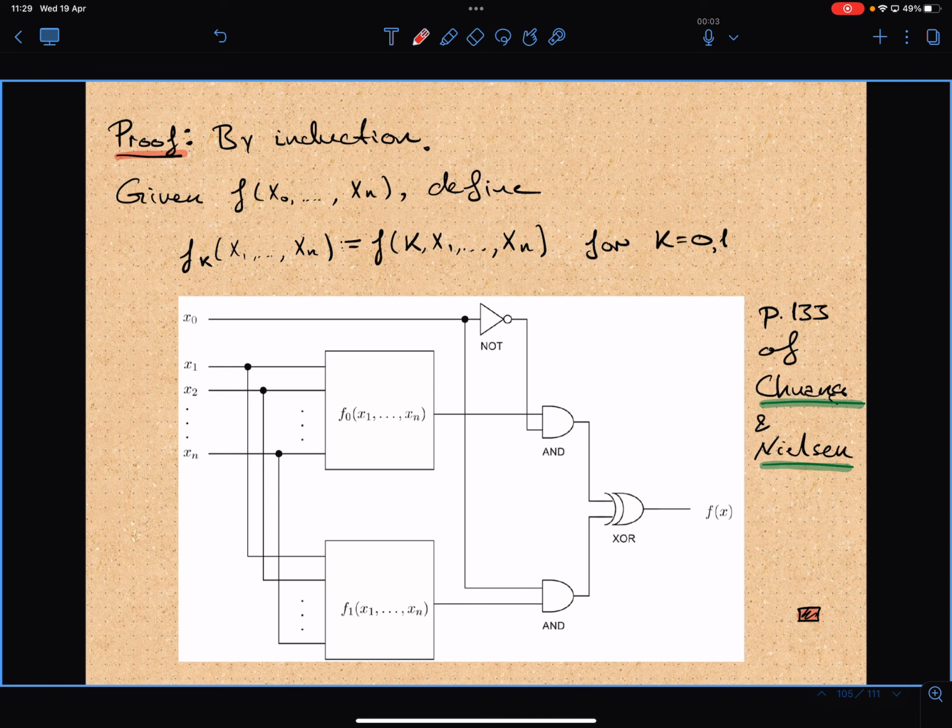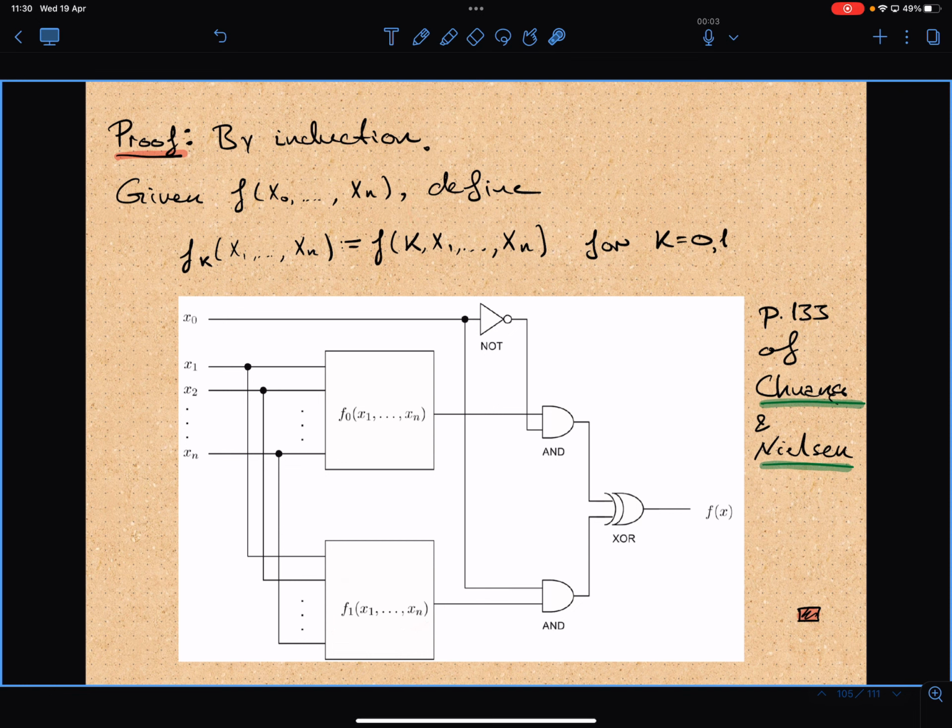We have this function that has n plus 1 bits, and we want to build it by stacking gates, and we're using induction, so we assume the result to be true for n bits, and we introduce these two functions. Given this f, we define two functions of n bits, f sub k, where we evaluate f with the first bit set to k, and the other ones are free variables, and k is either 0 or 1. So in this circuit, you have f0, which means that you put 0 in here, or f1, which means that you put 1 in here.